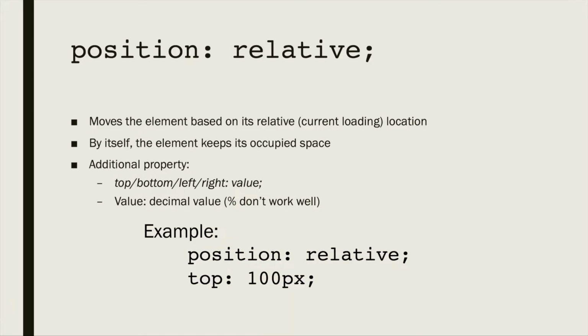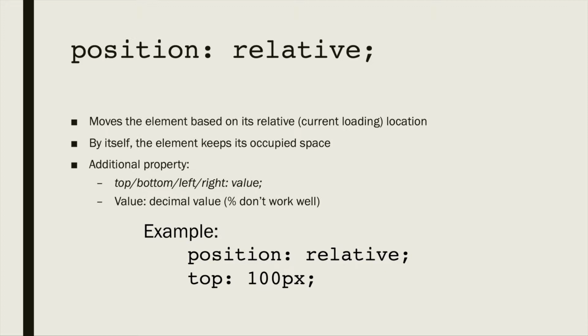Let's start off with the most basic element, position relative. Position is the property, relative is the value. This relative position moves the element based on its relative or current loading location. So based on wherever you have the element loaded, you can actually move it by using the relative position. By itself, the element keeps the occupied space, and some additional properties are top, bottom, left, and right. I would recommend using a decimal value here because percentage values don't really work well. You can use them, but I recommend using a decimal value such as pixels, points, or something along that line.